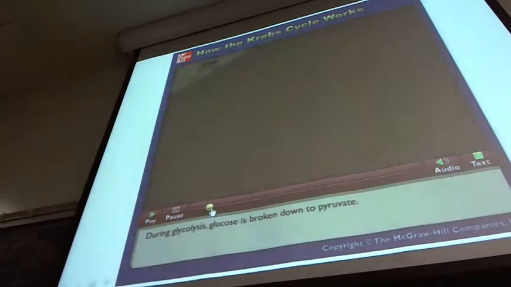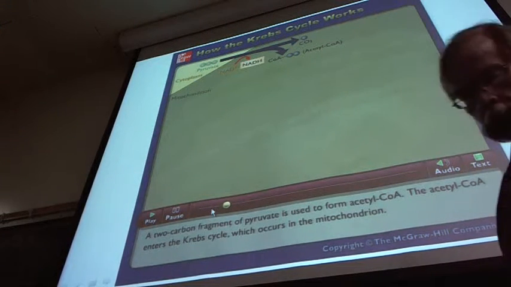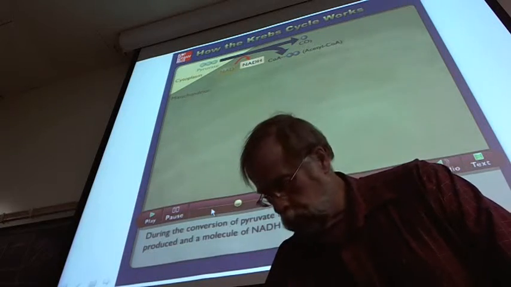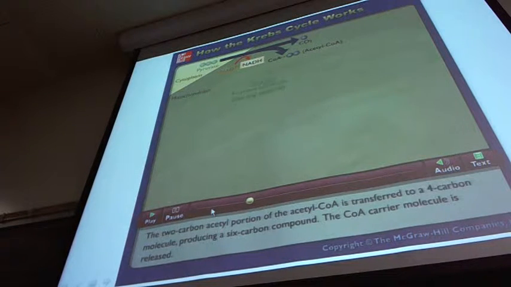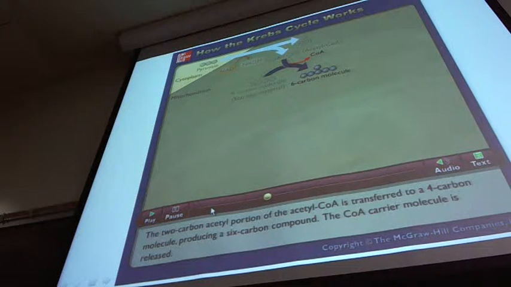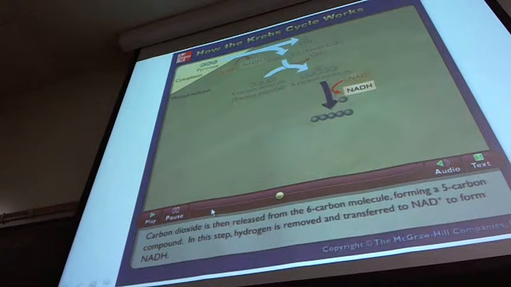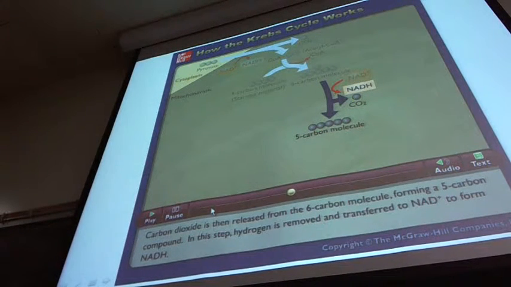We'll start. A 2-carbon fragment of pyruvate is used to form acetyl-CoA. The acetyl-CoA enters the Krebs cycle, which occurs in the mitochondrion. During the conversion of pyruvate to acetyl-CoA, carbon dioxide, CO2, is produced, and a molecule of NADH is formed. There goes one of your carbons. Now you're down to a 2-carbon acetyl-CoA. The 2-carbon acetyl portion is transferred to a 4-carbon molecule, producing a 6-carbon compound. The CoA carrier molecule is released. Carbon dioxide is then released from the 6-carbon molecule, forming a 5-carbon compound. In this step, hydrogen is removed and transferred to NAD+ to form NADH.